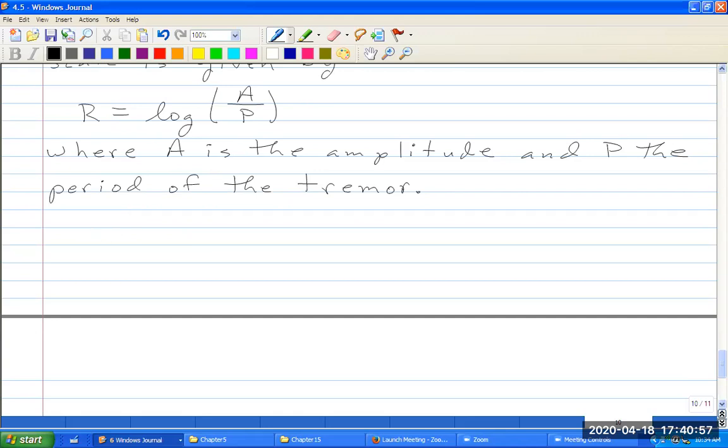So I start out with an earthquake having the following amount on the Richter scale, the earthquake of this intensity. Suppose that I increase by 1. So this is just going to be the log of A over P plus 1.